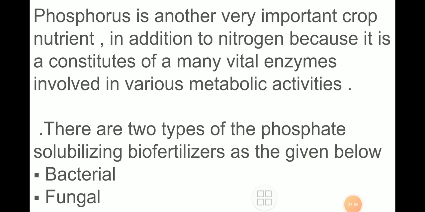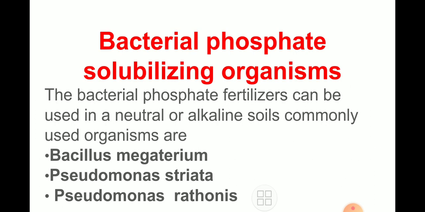type of plant. Now there are two types of phosphate solubilizing biofertilizers as given below, that is bacterial and fungal.